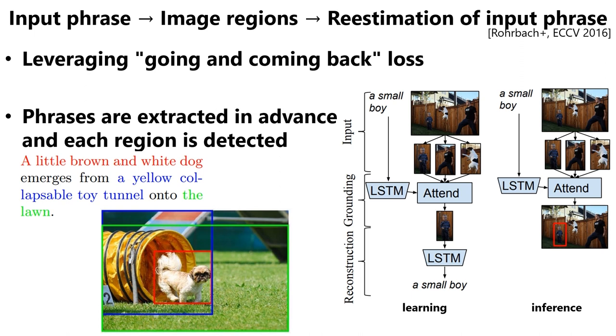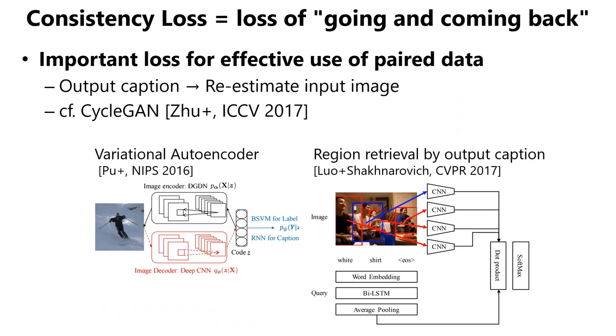The loss that occurs after the output is called consistency loss, which is a loss function that calculates whether or not the output of the input can be returned to the input again. This is an important loss to make effective use of the information in pair data, such as a pair of images and text. For example, when a caption is output for this image, an autoencoder is used to decode the image again from the caption to get the original image.